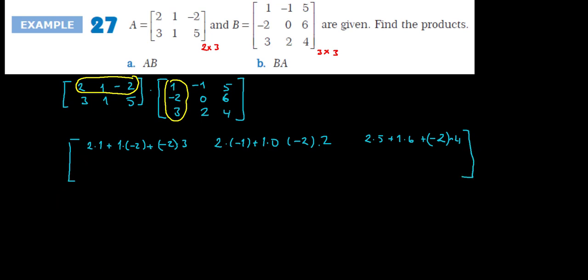Now we are coming to second row. In the second row here, I'm going to multiply again like this, and it should be here 3 times 1, 1 times minus 2, and 5 times 3. 3 times minus 1 plus 1 times 0 and plus 5 times 2. It should be. Then we are coming to last one.